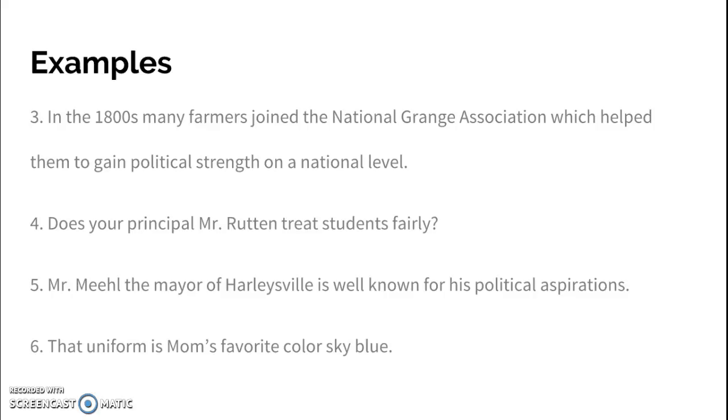Here are your example sentences. These are number 3 through 6 on the front of your note sheet. So what you need to do now is go through, read each sentence, determine which part of the sentence is that non-essential element, meaning which part could we take out and the sentence still makes sense, and punctuate it correctly. You may want to stop the video here, work on your worksheet, and then press play, and we'll go on to the next slide and check your answers.